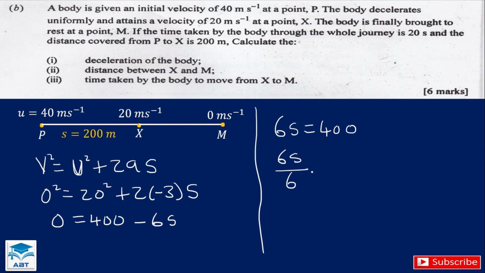6s over 6 is equal to 400 over 6. And so the distance s is equal to 400 divided by 6, which is 66.7 meters to 1 decimal place. That is the II part of the question.